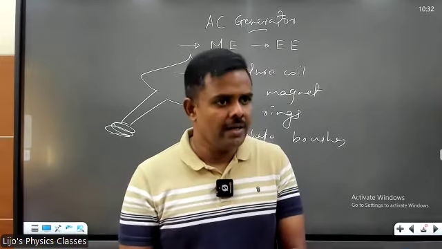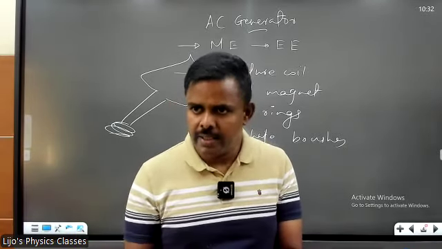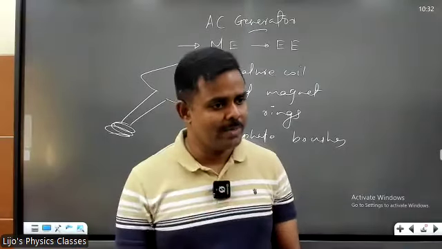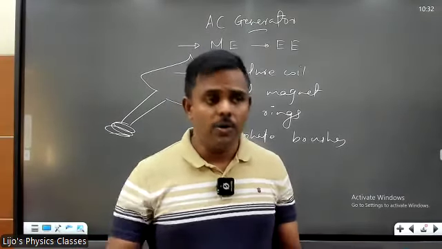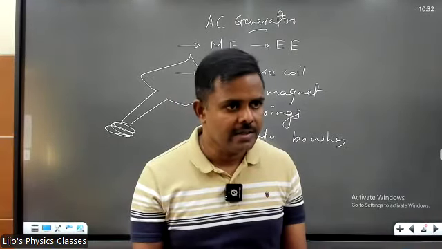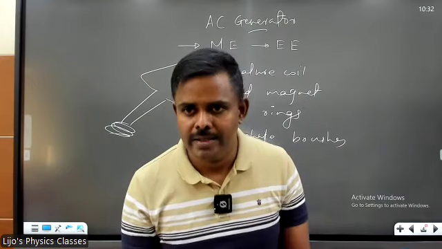We have a coil or a magnet rotating in the vicinity of the other. Got it? Coil is rotating around a magnet, or magnet is rotating around a coil. How does it rotate? You can go there and rotate it yourself, but it is very difficult, right? So you let water do the job, right?